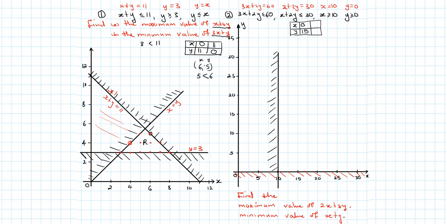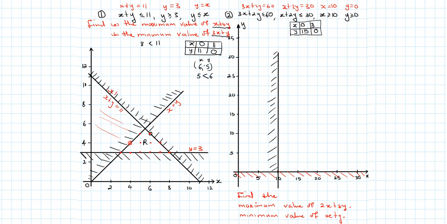Now, when y is 0, what will x be? 30. 2 times y will be 0, so you're left with x equals 30. When y is 0, this whole thing becomes 0, so you're left with x equals 30. Very good. So when y is 0, x is 30.